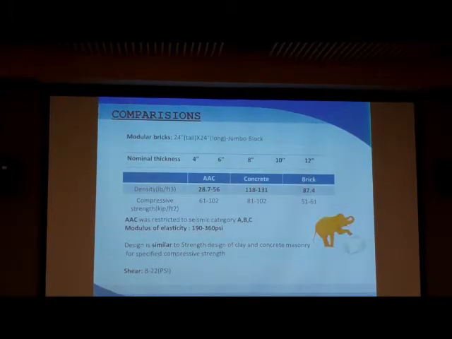And going to the comparison, one of the modular bricks is 24 inches long, 24 inches tall, and those are called jumbo blocks. They can be of various sizes like 4 inches, 8 inches, 10 inches and 12 inches. While coming to the density, it's much lighter than any of the other types.